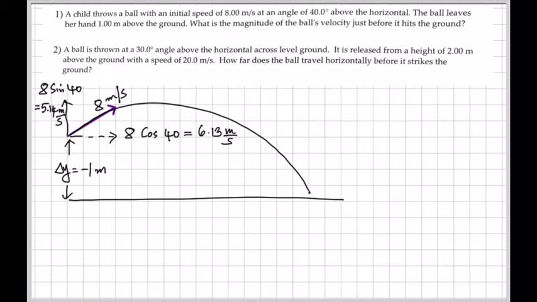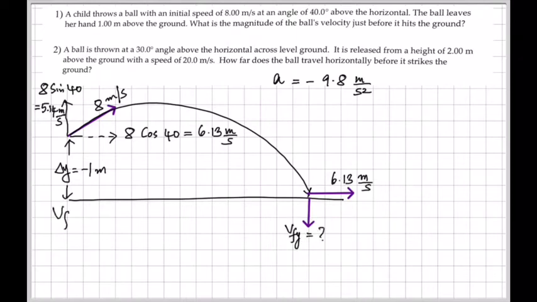That's the plan. Did you get the plan? So for every problem, make a plan, so you know what to do. So now we're going to find the vertical velocity. To find the vertical velocity, we know a is negative 9.8. And there is the diagram. The horizontal is 6.13. But the final y velocity is what we do not know. Trying to find that.